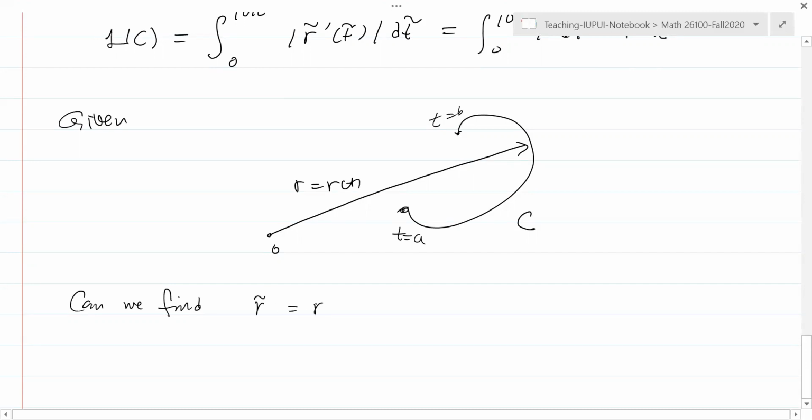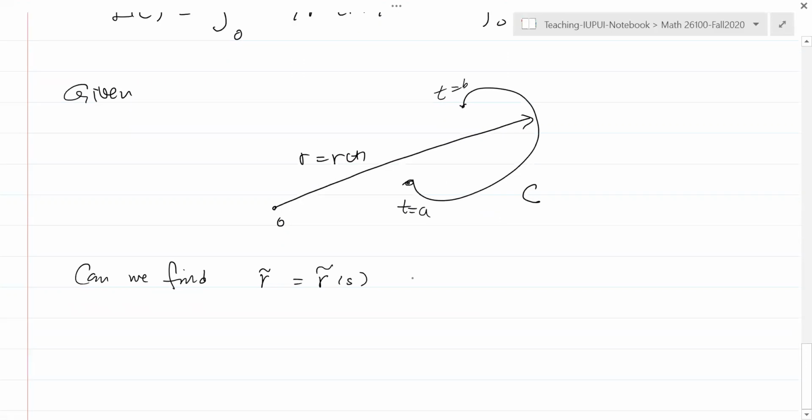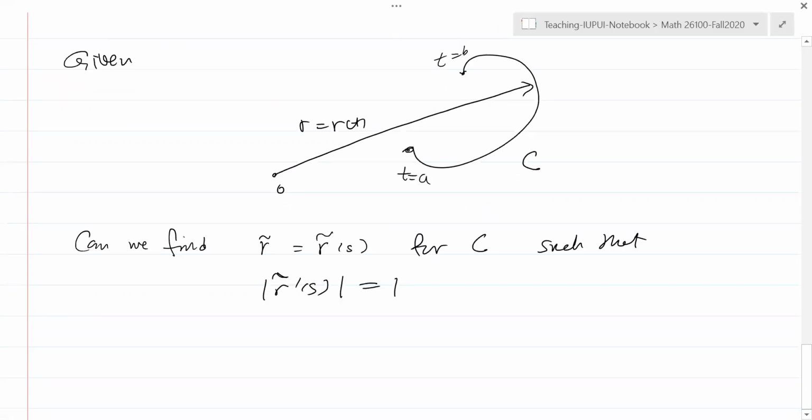Let's still use R tilde, and this time I'm going to use the parameter s, such that the length of the tangent vector is always going to be 1. And that's possible. Why? Because imagine it from a physics point of view: you just drive along this orbit at a constant speed.